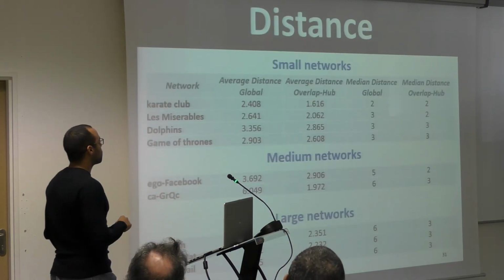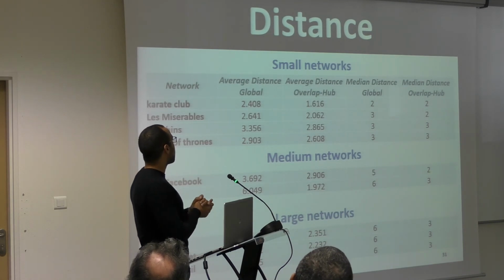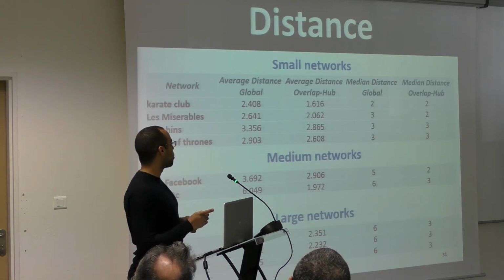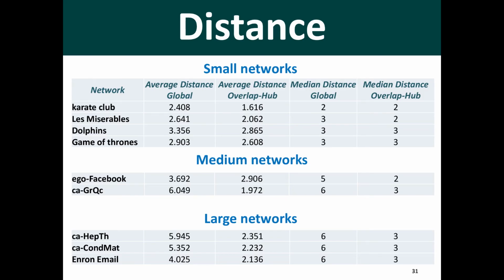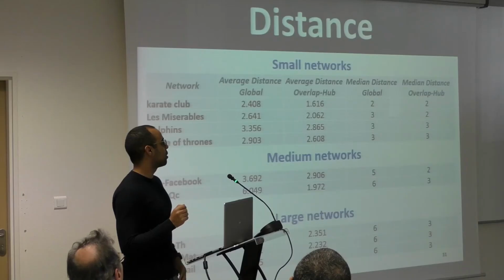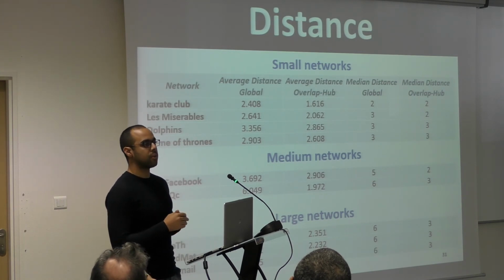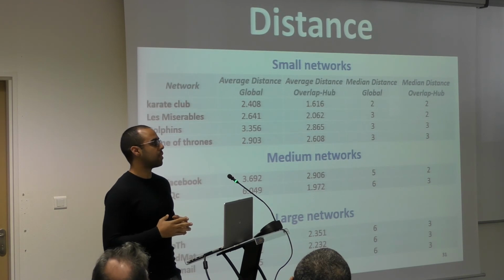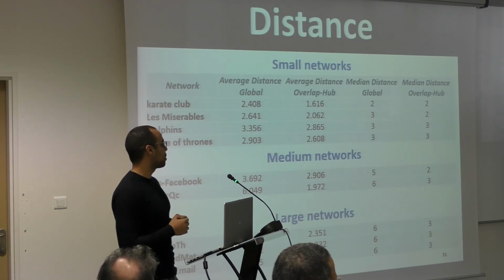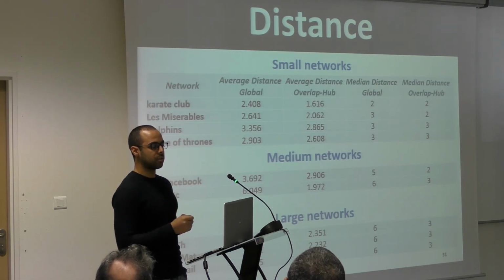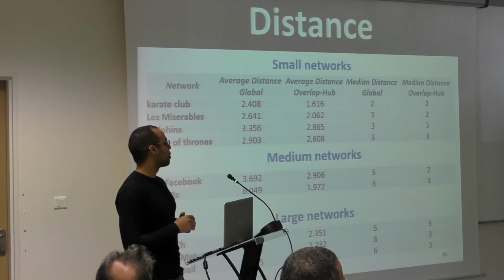So in this experiment, we present the average and the median distance of both the overlap hub network and the global network. For those of you who don't know, the distance is simply the shortest path between two nodes. So the distance of the overlap hub network will tell us how close the hubs are to the overlapping nodes, and it is equal to 1 when each overlapping node is a neighbor of all the hubs.